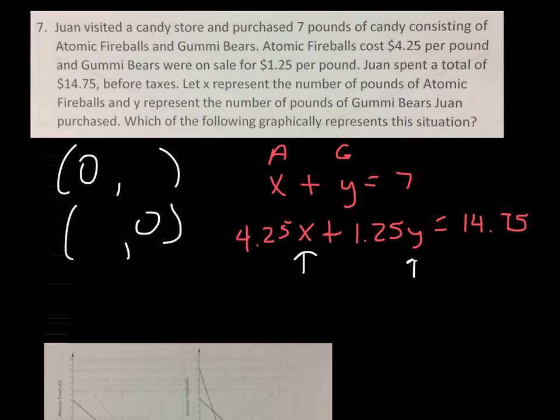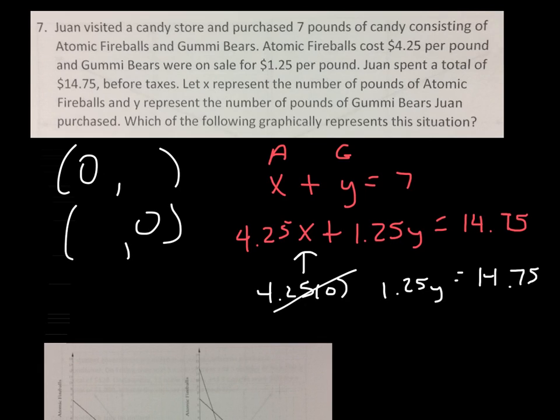And this is what you're going to do. So if I plug in 0 for X, that basically means 4.25 times 0 is basically 0. And what you're left with is $1.25. Y is equal to 14.75.